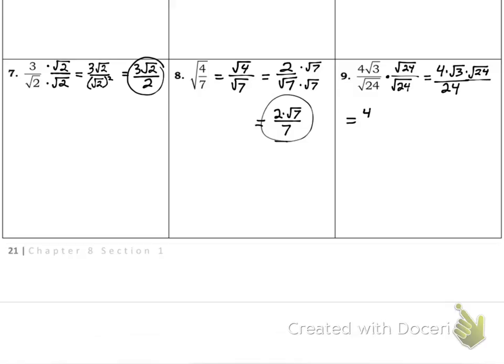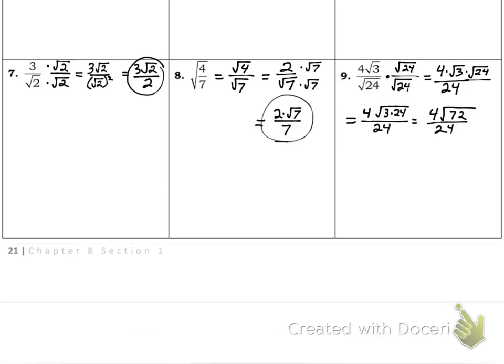All right, so let's come down here and we'll say that equals 4 times. What can I do with that square root of 3 and that square root of 24? Because I can't do much with it right now. What can I do with the square root of 3 and the square root of 24, Brian? Multiply them together. Underneath that square root, right? So we're going to have a square root of 3 times 24 all over 24. Keep going. I have 4 times, well, 3 times 24. Well, 3 times 20 is 60, plus 12 would be 72 all over 24.